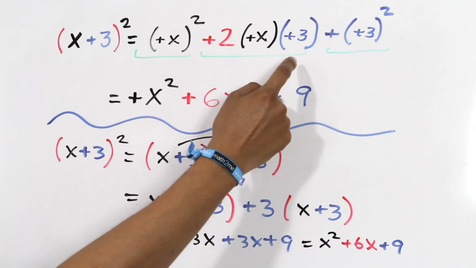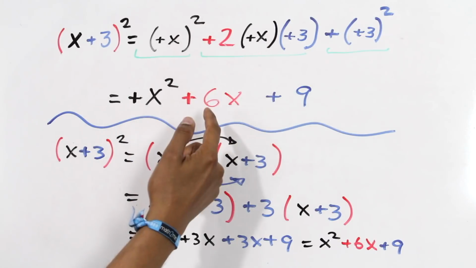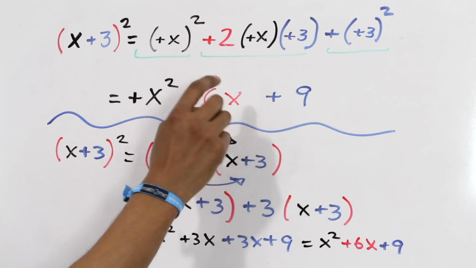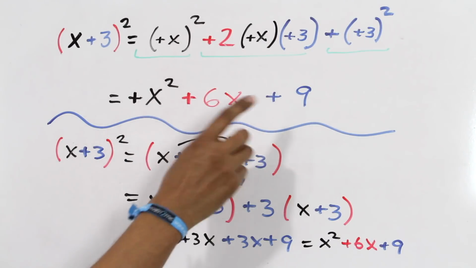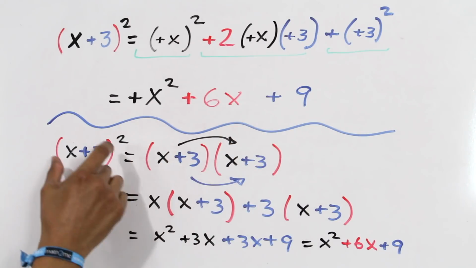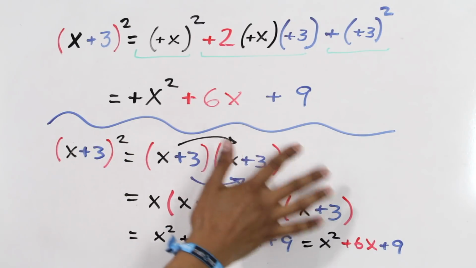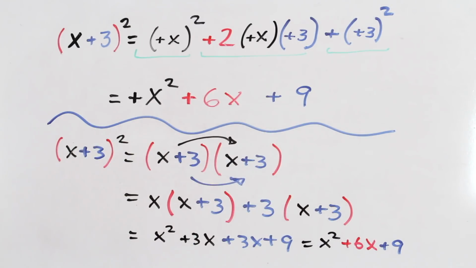But remember, this pattern is a shortcut to get the square of any binomial. It doesn't mean that it is the only way to get the answer. You can always use the multiplication process to simplify any binomial raised to any power. It takes longer, but you can always get the answer.